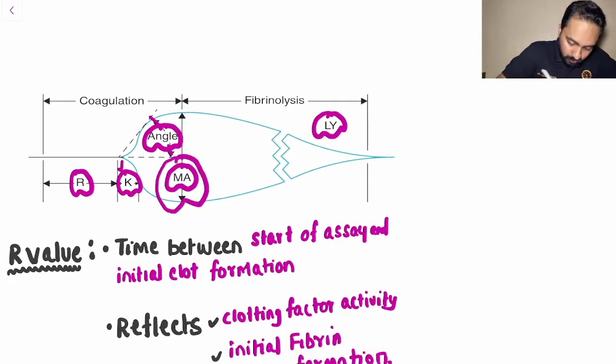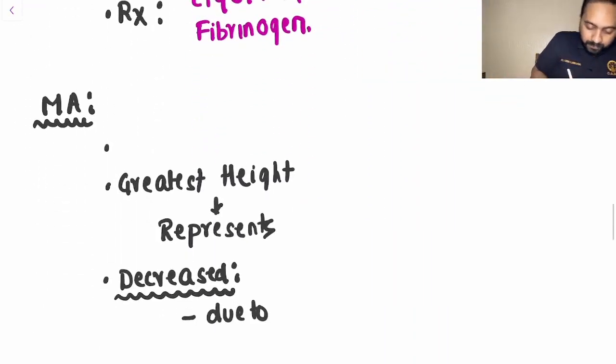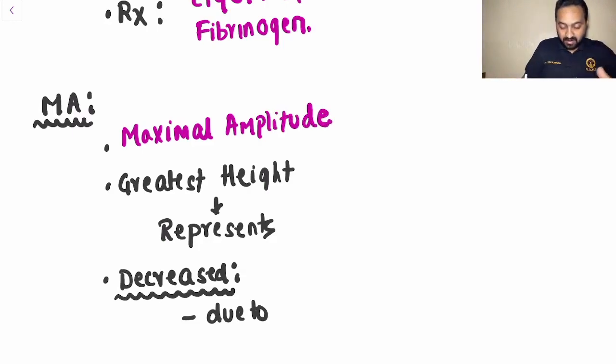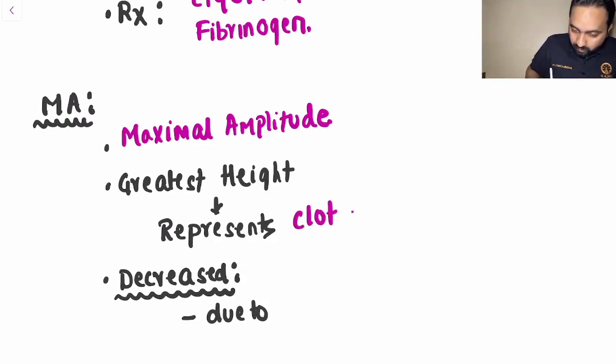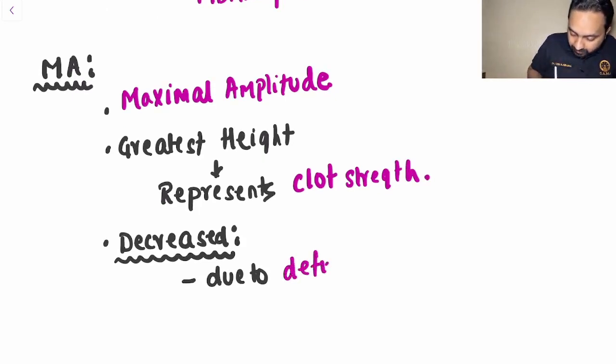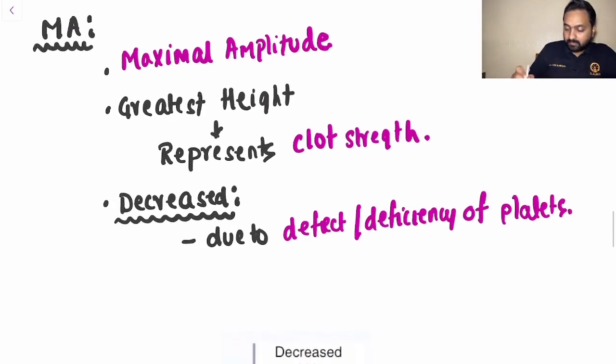Now if you can see over here, MA is your maximum height, right? So this is your maximal amplitude. Now this is your greatest height, which represents your clot strength. Now this is decreased due to your defect or deficiency of platelets, right?